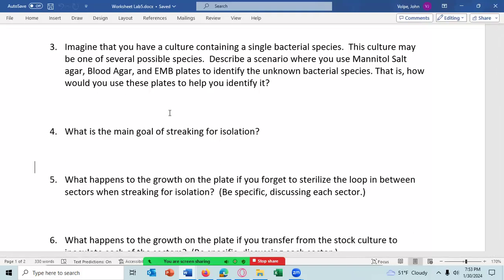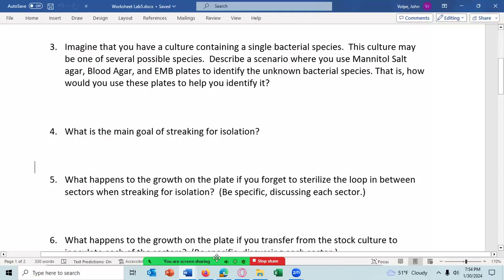All right. Question number 4, what's the main goal of streaking for isolation? Meaning streaking for colony isolation. What's the main goal of it? 5, what happens to the growth on the plate if you forget to sterilize the loop in between sectors when streaking for colony isolation? You need to be specific, discussing the growth you see on each sector.